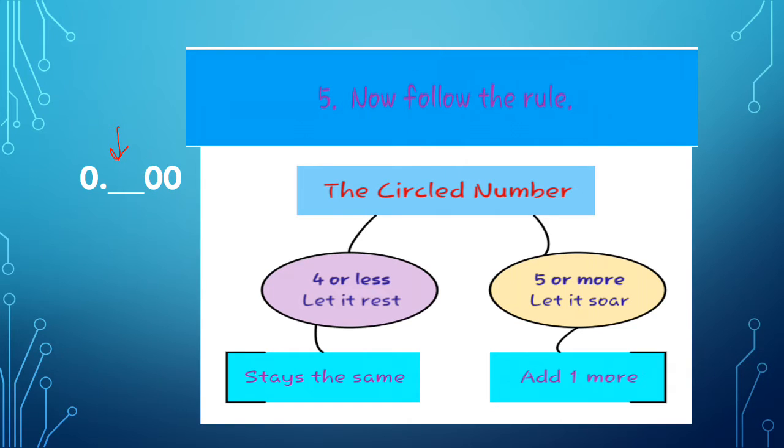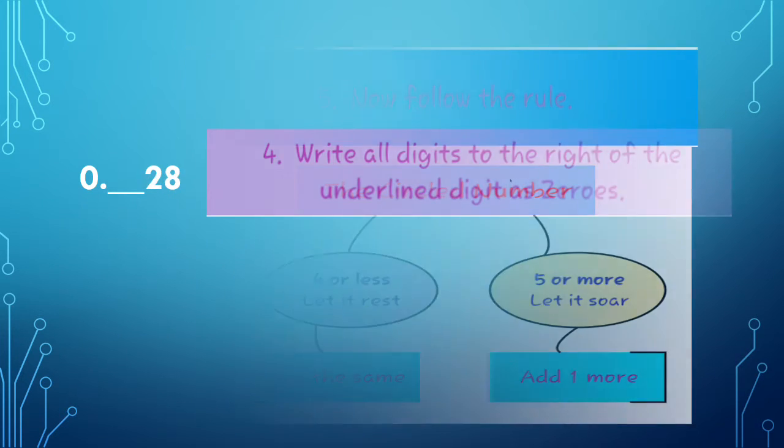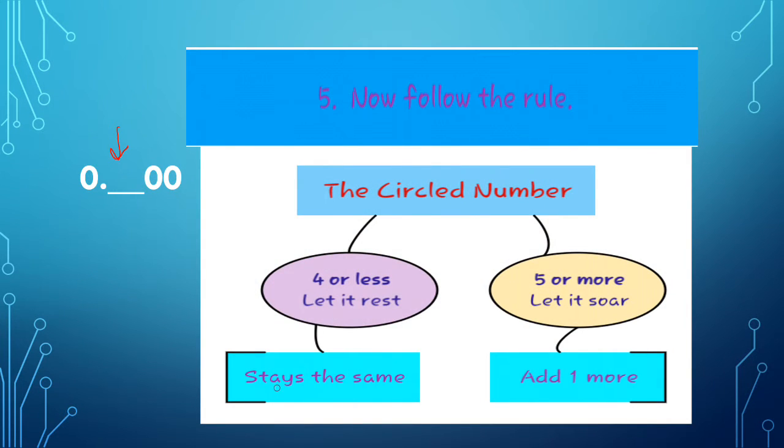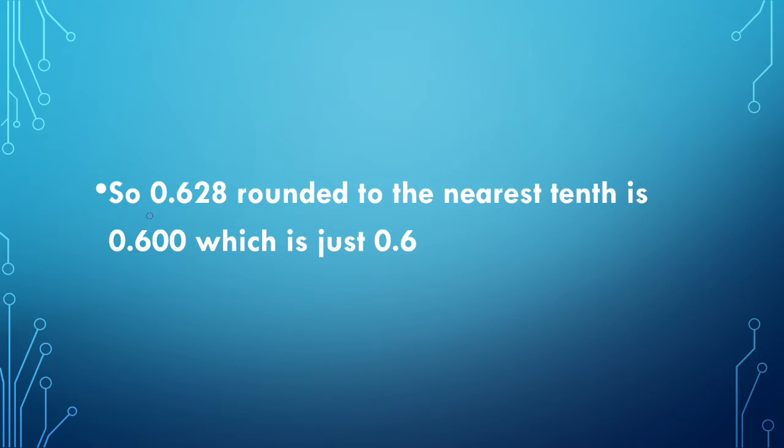Now step number 5: we follow the rule from the last video for rounding whole numbers. Remember with me, if the circled number is 4 or less, we stay the same, so let it rest. If the circled number is 5 or more, let it soar. The circled number was the 2, and 2 is less than 4, so the 6 remains 6. So the answer is 0.600, which is 600 thousandths, or just 6 tenths. So 0.628 rounded to the nearest tenth is 0.600.